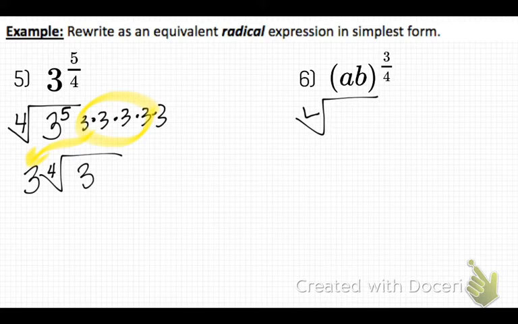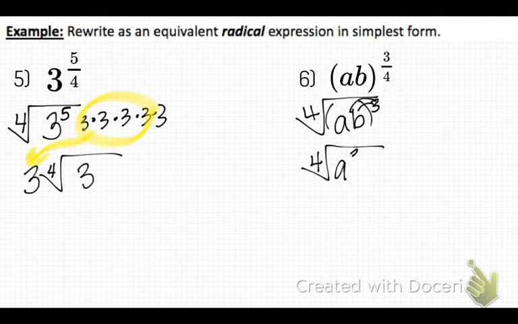Okay. Then what goes inside? AB in parentheses, and that is cubed because that's my power. Now you can leave this as the answer, or you can write the 4th root of A cubed, B cubed. Those are equivalent ways of writing it. Okay.